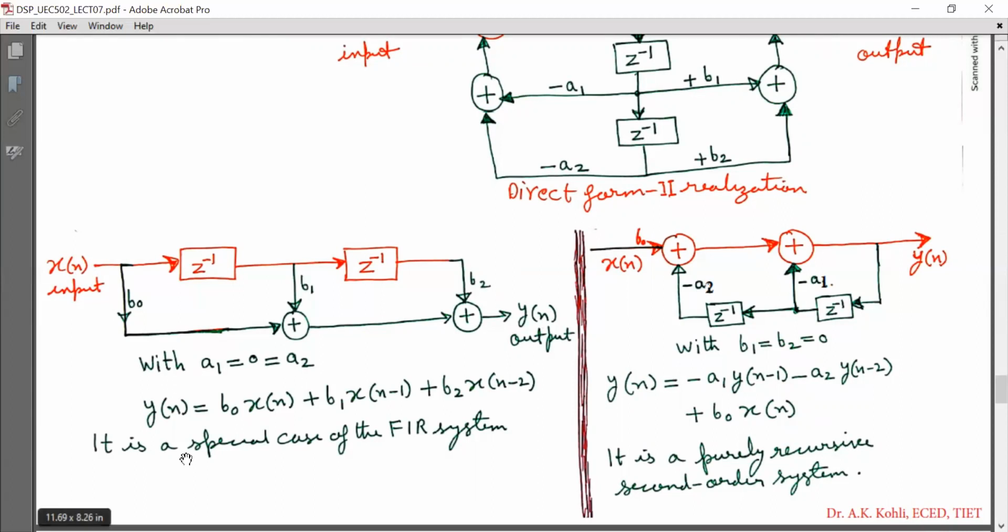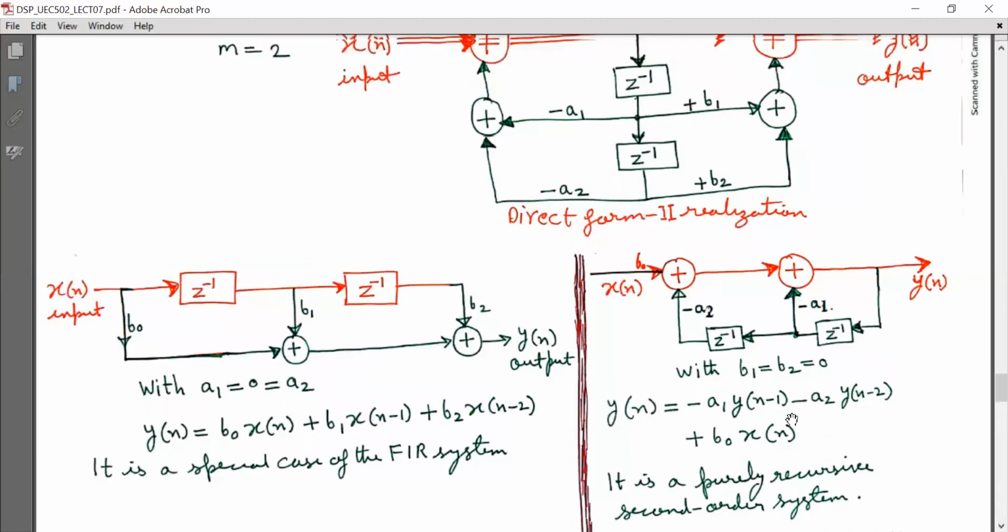It is a special case of FIR system. It is how we usually implement FIR filters or tap delay line filters. This is the basic of tap delay line filter, how the FIR systems are implemented.